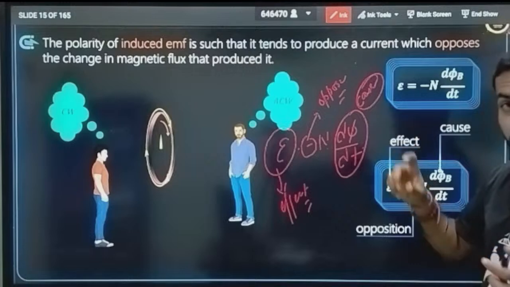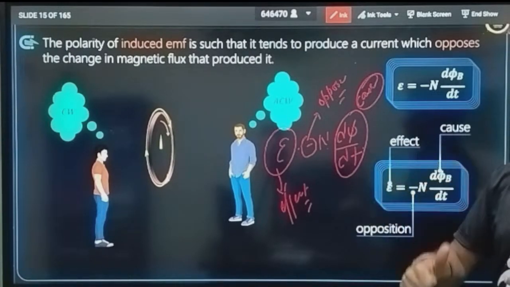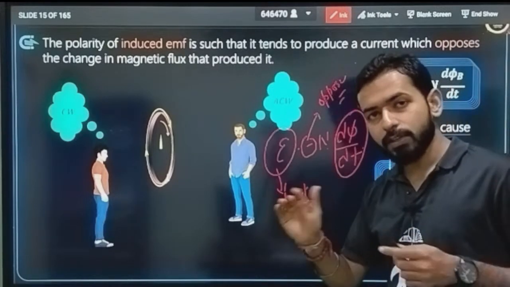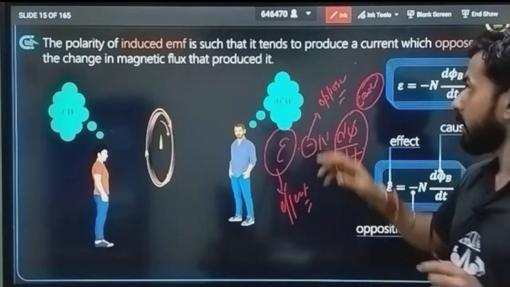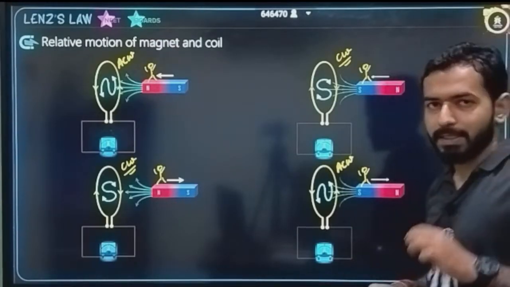So this is the cause. Magnetic flux is the cause that has generated this induced current and induced EMF, and it will generate in such a way that it is going to oppose that cause, correct? It will not be clear from this only, you have to see a lot of examples. So now let's understand from some examples.